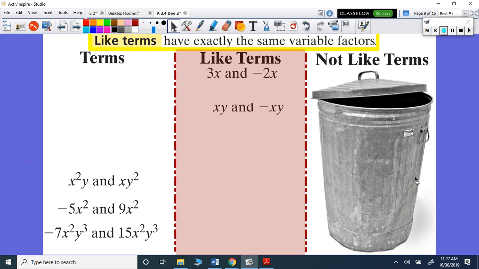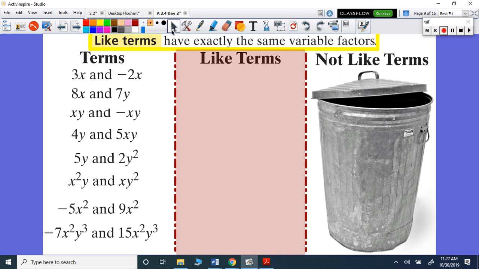How about x squared y and x y squared? They have the exact same letters, but they have to be identical for them to be like terms. Are they like terms, Jake? No, because this y is a 1, that y is a 2. So, no way.